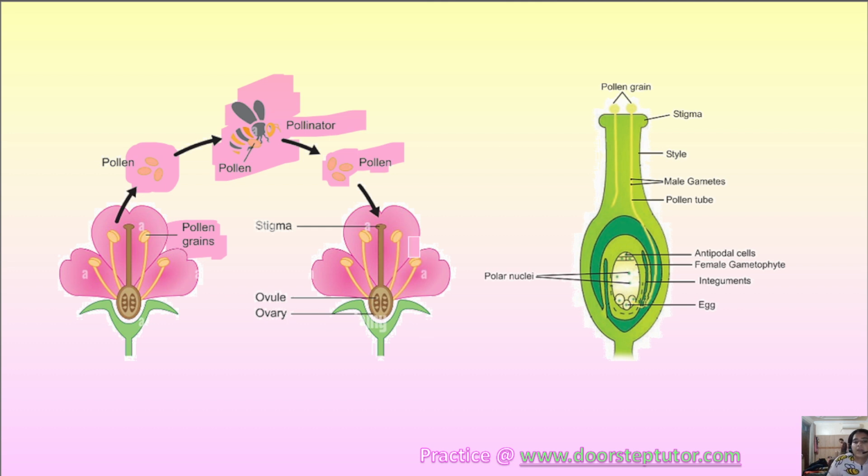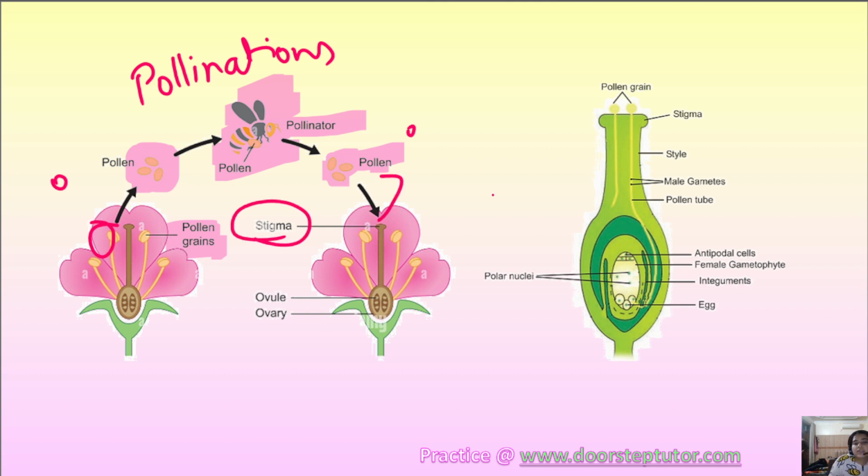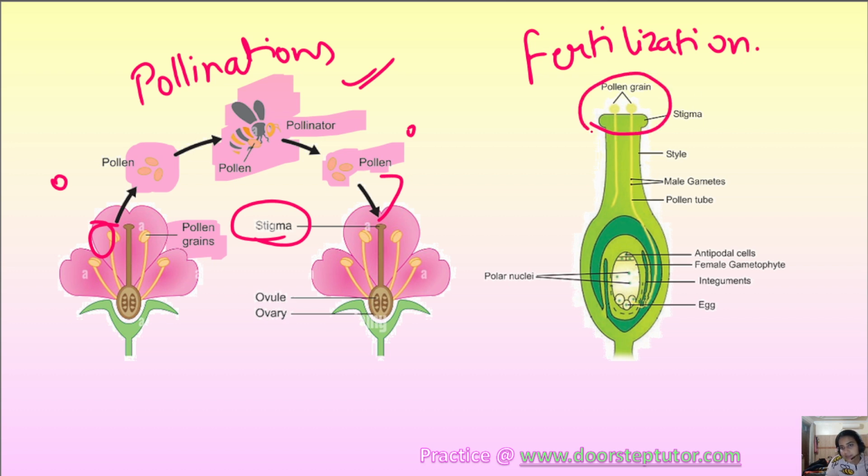Here we understood that pollination has been done, that the pollens are transferred from one flower to another, basically from the male part to the female part, that is, to the stigma. So this was about pollination. After this we have fertilization. In fertilization, pollen grains are present, and when they land on the stigma, they grow a pollen tube in the style region, and after this it will fertilize the egg cell. You can see the egg cell is present here.